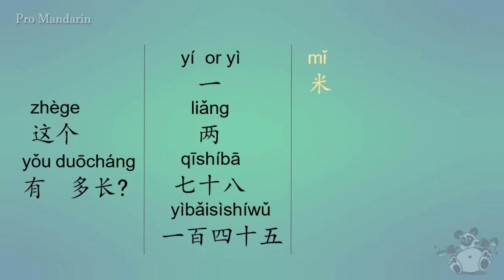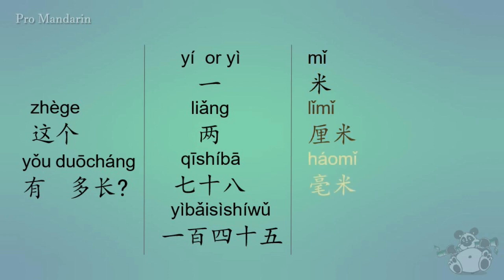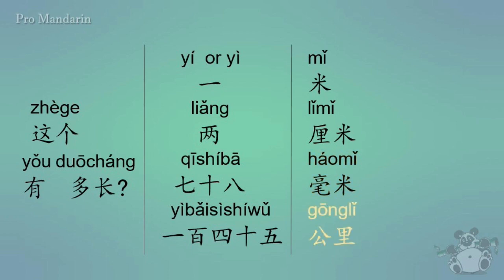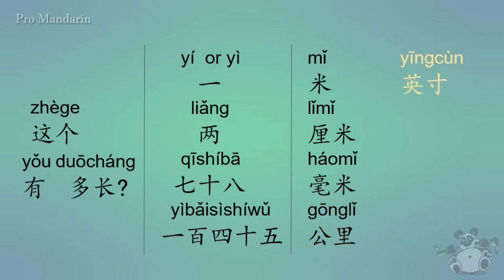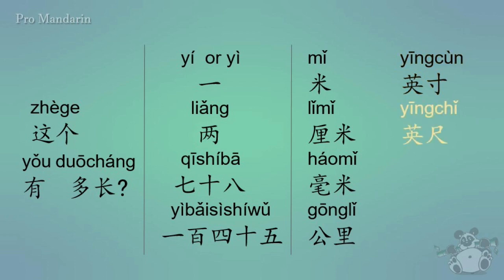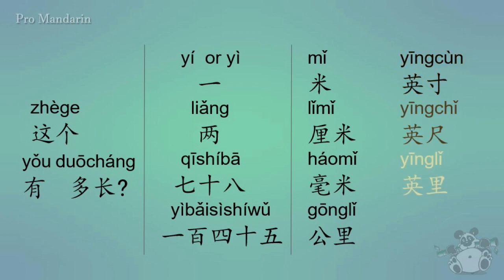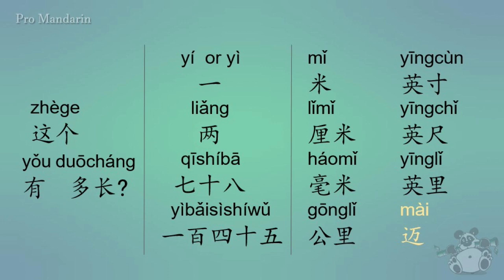Alright, now we're going to introduce a few different measurements. We have mi, which is meters, as we used above. Then we're going to have limi, which is centimeters. And then we're going to have haomi, which is millimeters. And then we're going to have gongli, which is kilometers. And then over here, we're going to have yingcun, which is inches. And then yingchi, which is feet. And then we're going to have yingli, which is miles. And there's actually another way to say miles, mai. So maybe mai is a little bit easier to remember since it sounds a little bit closer to miles.